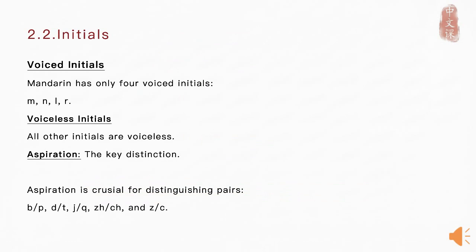Initials. Mandarin has only 4 voiced initials: M, N, L, R. All other initials are voiceless. So, aspiration is the most important feature for distinguishing between similar consonant pairs, like b, p, d, t, j, q, zh, ch, z, c.